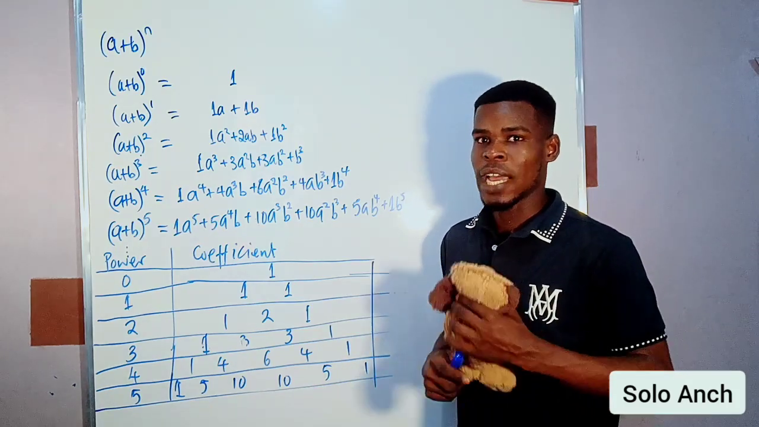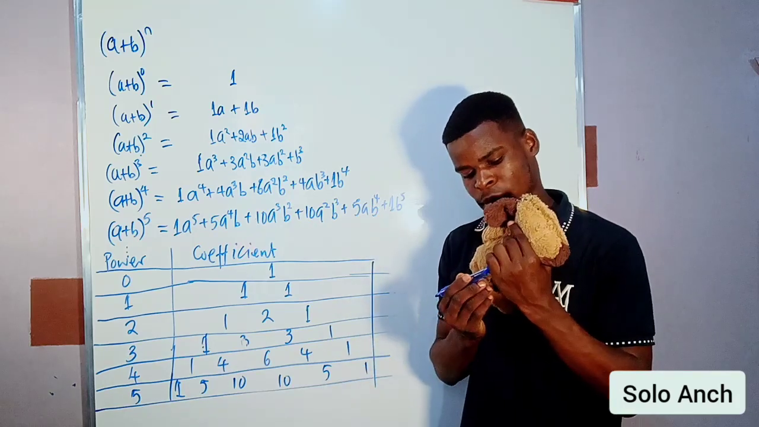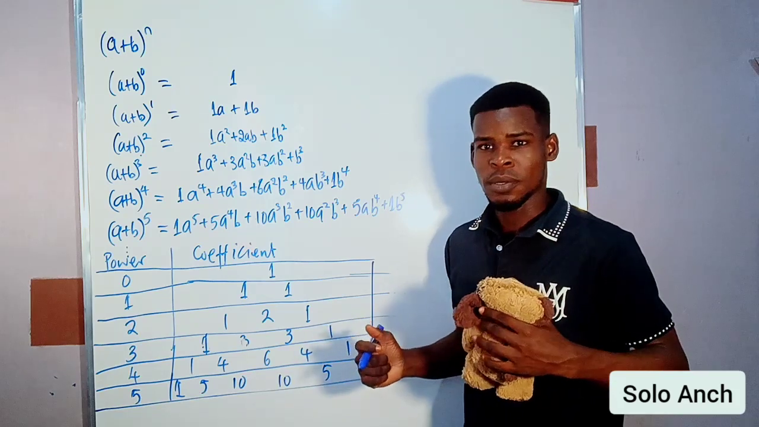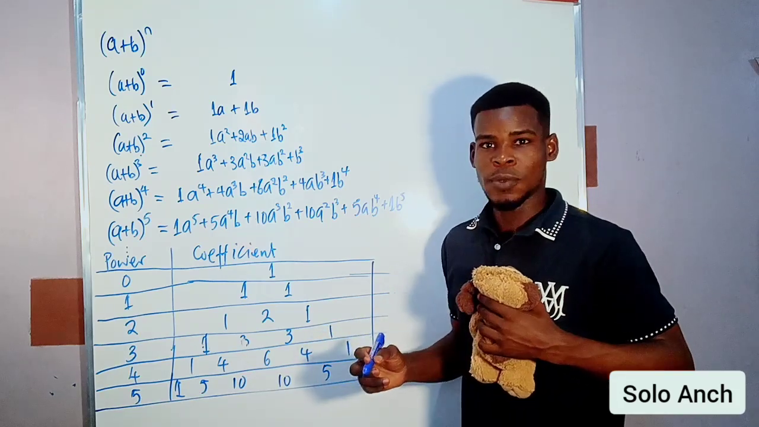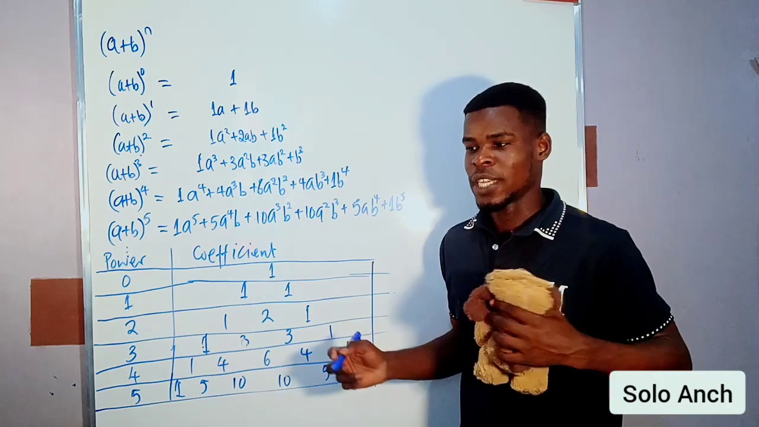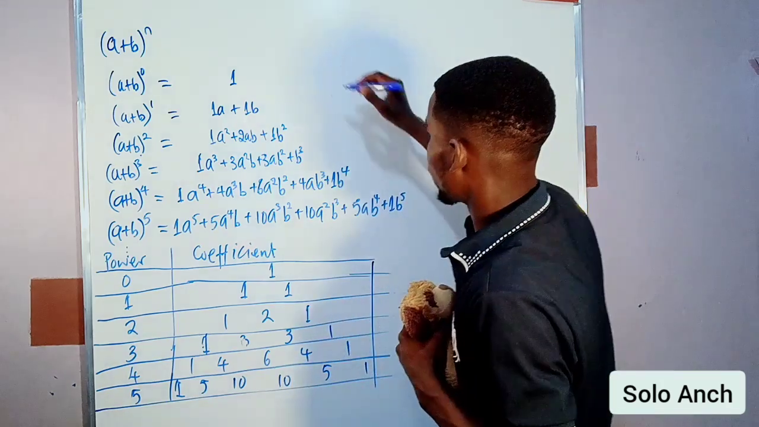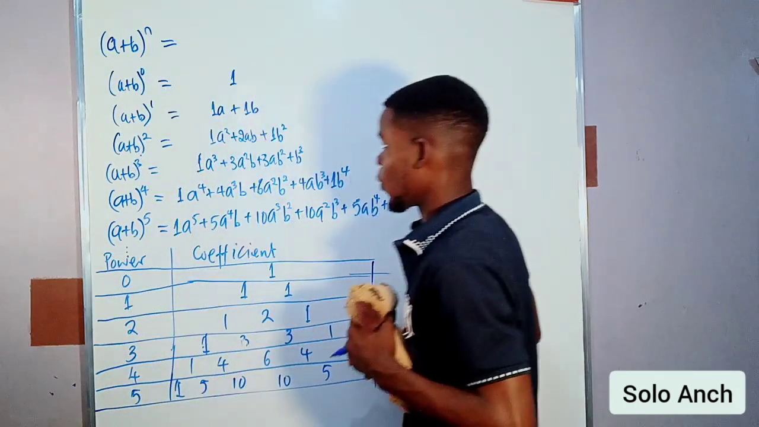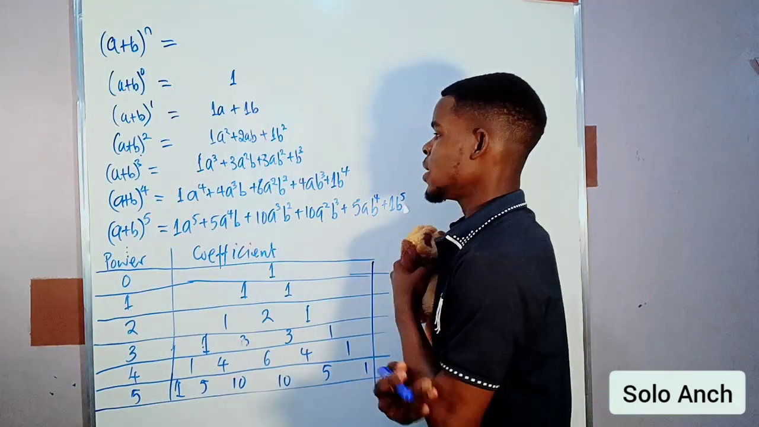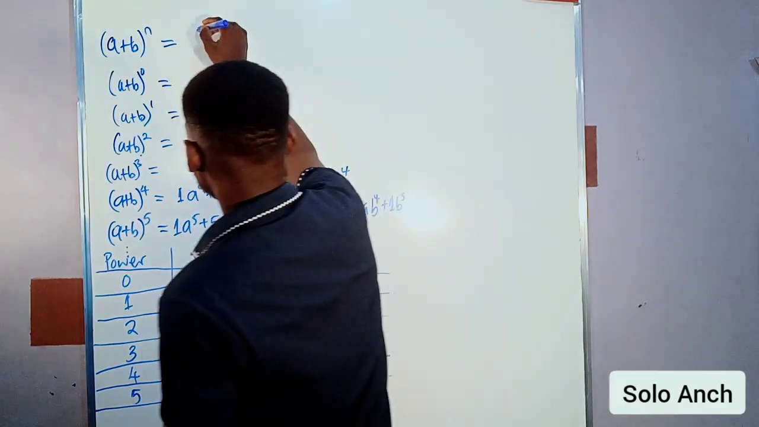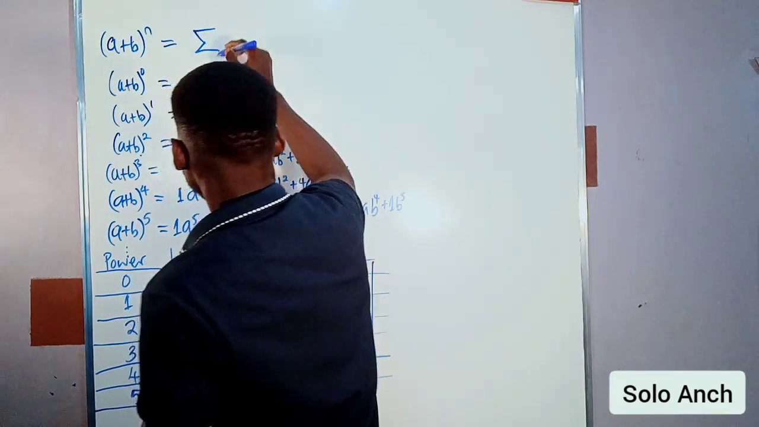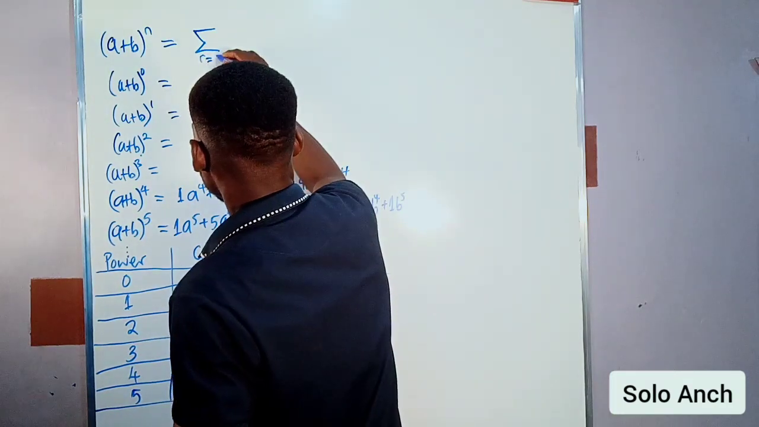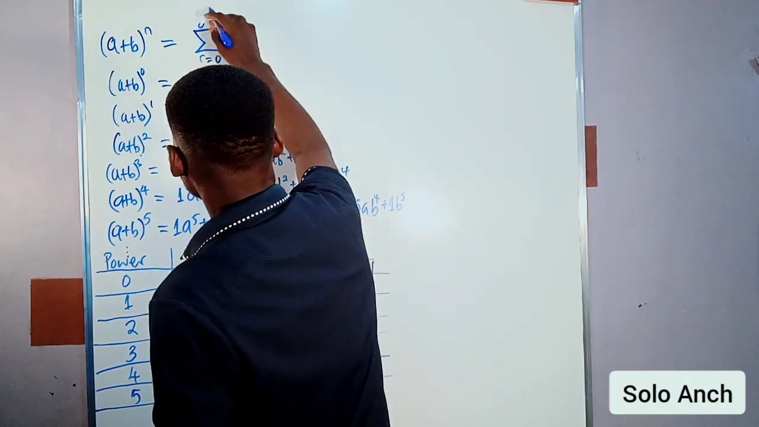So with that, we can have maybe a general form. We may not really be sure of this. It's just based on observation, but we will have to prove it to be sure that it is true. So let's say for any power n, this can be written in a general form. Since the expansion is a sum of all these terms, we start off with the sigma notation, the sum. Let's use some index, say r, as r starts from 0 up to n.